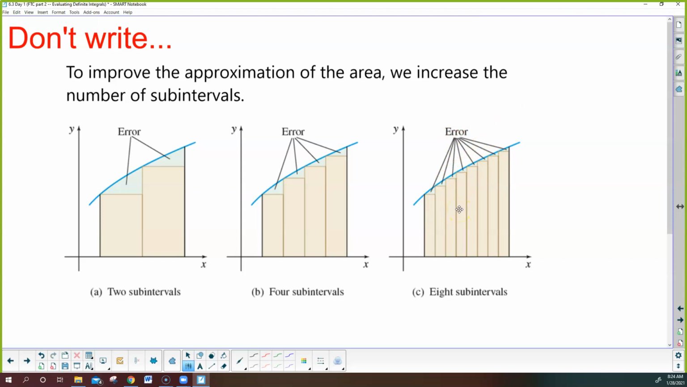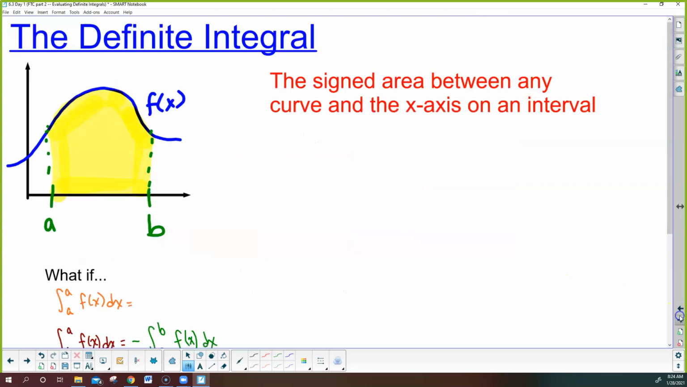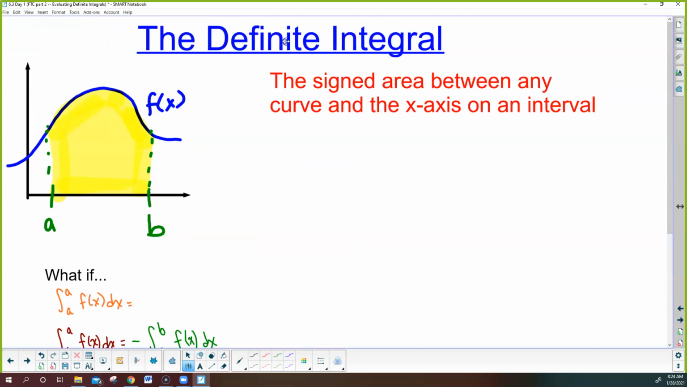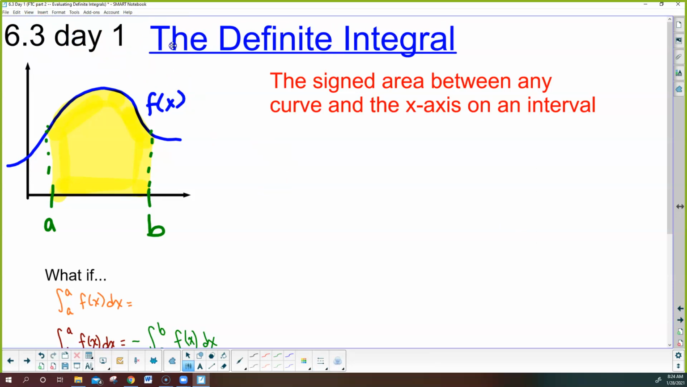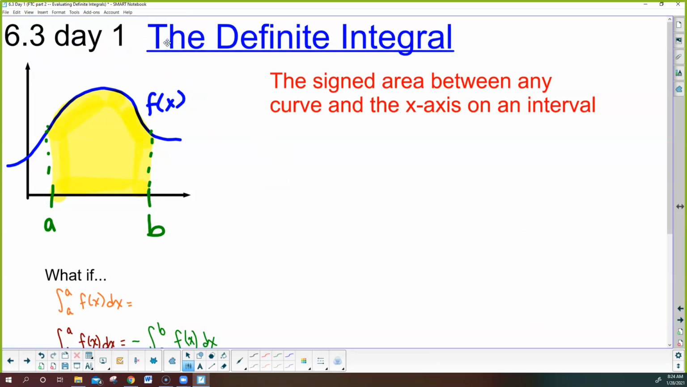However, that's not practical, right? We're not going to find the area of an infinite amount of rectangles. So what's the connection? And that leads us to the definite integral. So could you please write this here today? This is going to be the start of section 6.3, day 1. We're going to spend 2 days on this, but today is the big day that connects everything we've been doing together.